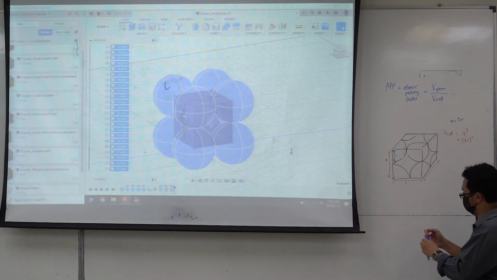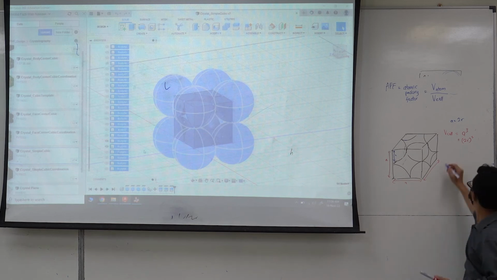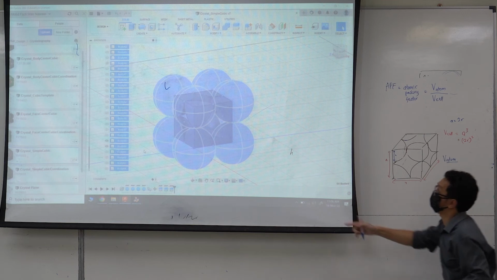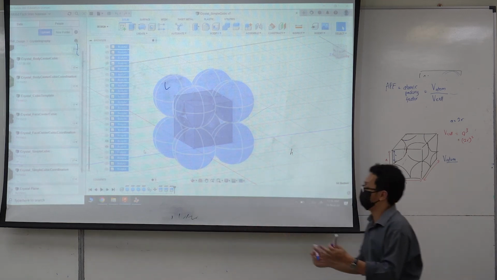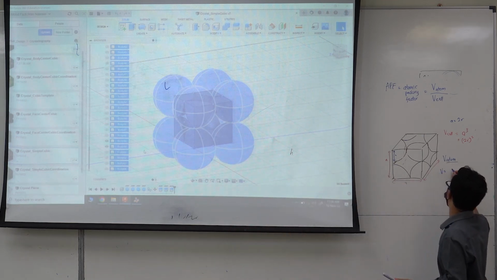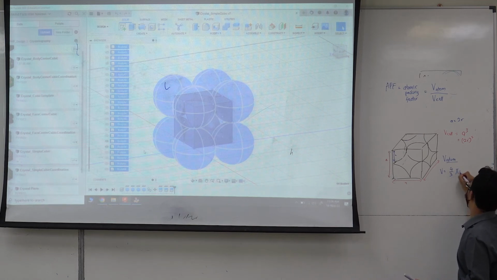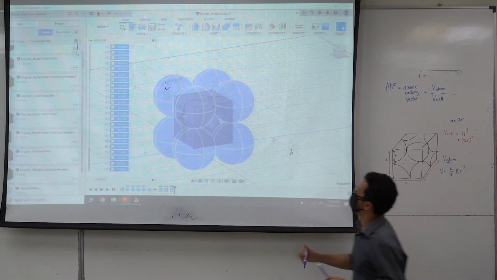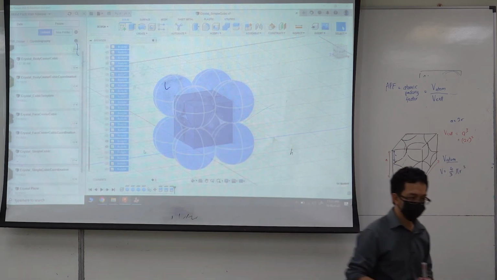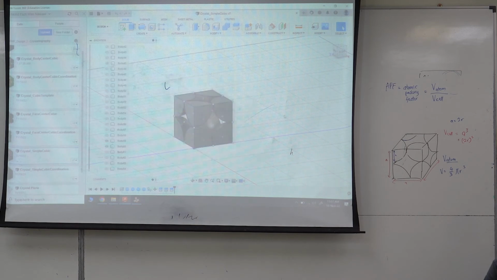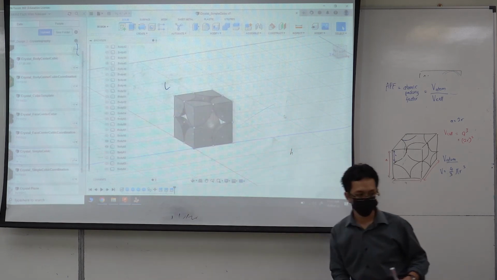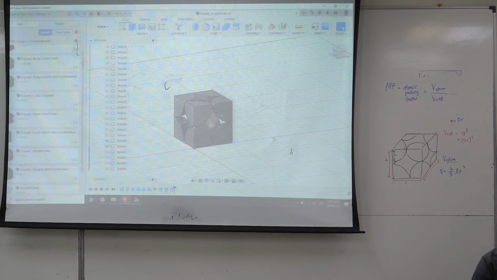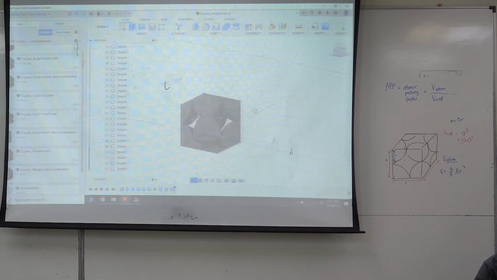Now the volume of the atom. We know the atom is a sphere, a hard sphere, and the volume of the sphere is 4/3 pi R cubed. But we need to see how many atoms are inside this cube. How many atoms here? It's not 8. It's only one atom.